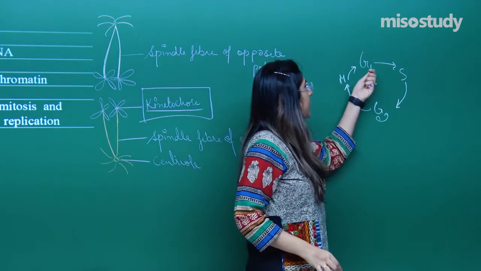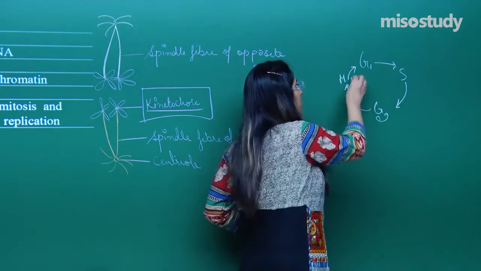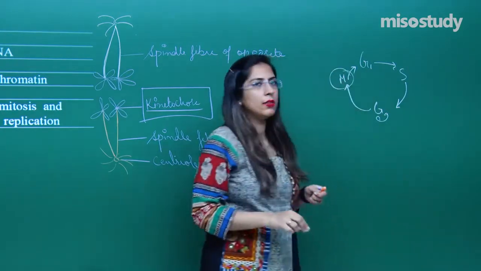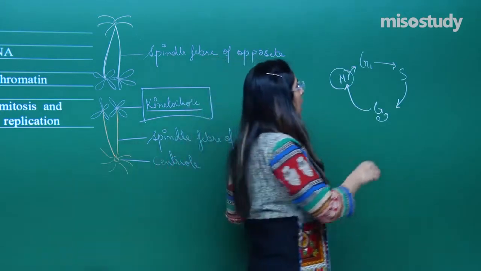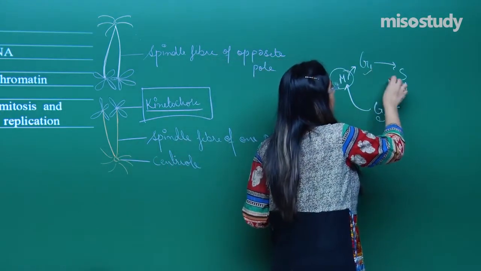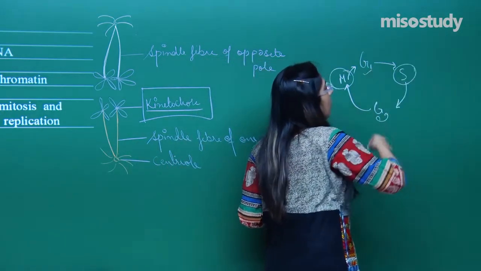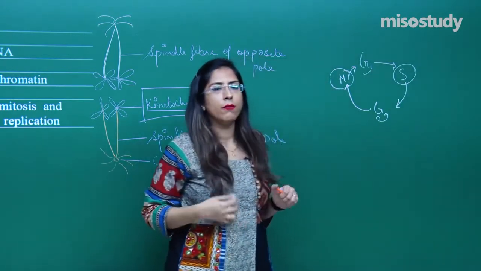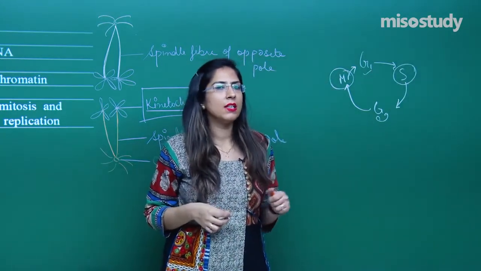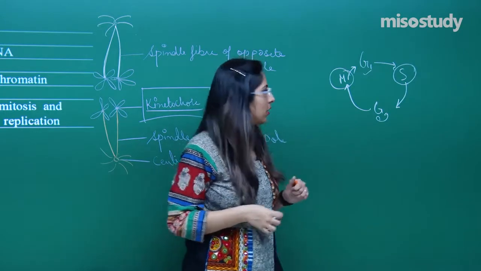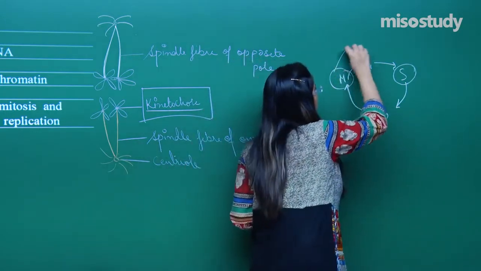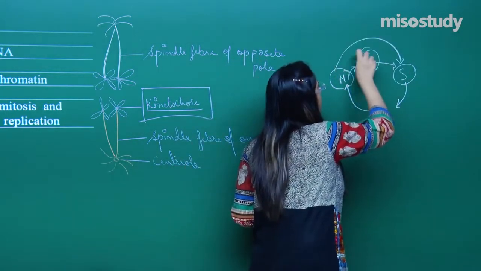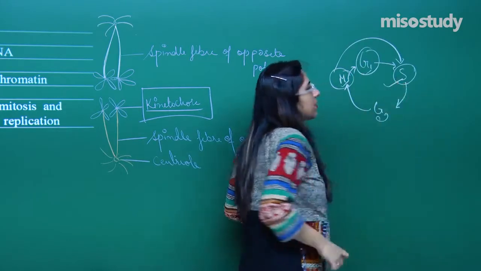G1 phase is that phase in which the cell has already undergone mitosis. Now it enters the G1 phase so that it can prepare itself for the S phase, the synthesis phase, and in the synthesis phase DNA replication occurs. So this is an intermediate between mitosis and the S phase.